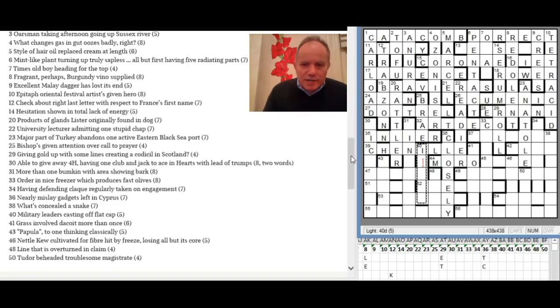40 down. Military leaders casting off flat cap. Beginning with an I. Military leaders casting off flat cap. No, 41 down with an O. Grass involved dacoit more than once.